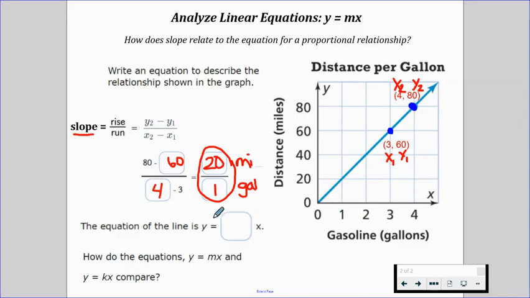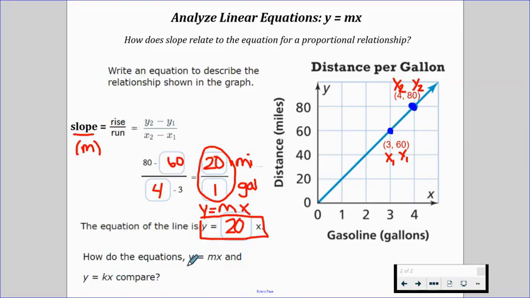Now we are ready to represent this as an equation of y equals mx, where we are learning today that the variable m is the slope of the line. So now that we know that our m is a value of 20 over 1, we also know that 20 over 1 is equal to 20. So the equation of this line is y equals 20x.